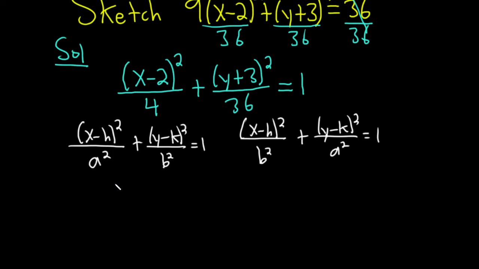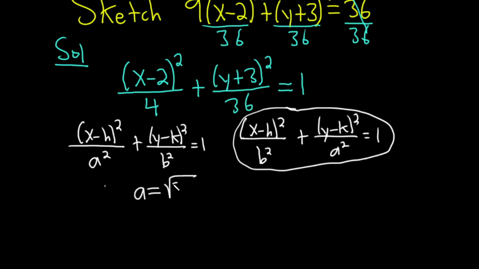So basically, in an ellipse, the key point is that A is the square root of the bigger number. So in this case, we're going to use this one because the bigger number is over here. But notice the formulas are identical, right? They are identical except for the placement of the A and the B. So in an ellipse, A is the square root of the bigger number. So A is the square root of 36, which is going to be 6. And then B is the square root of the other one. So square root of 4 is just 2, so I'll just put 2.